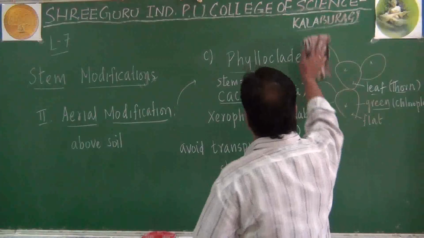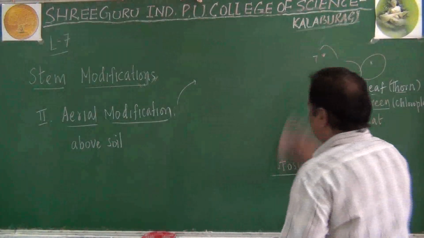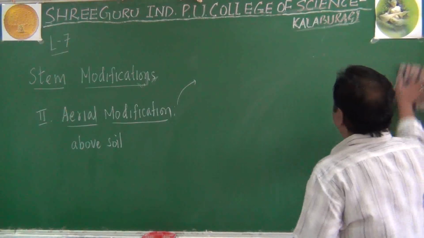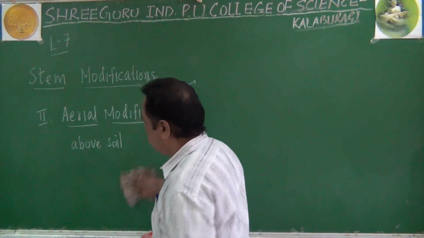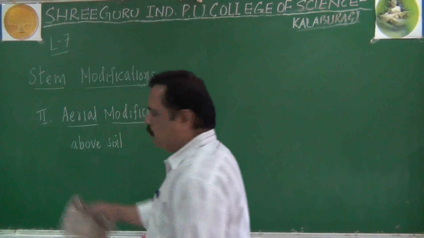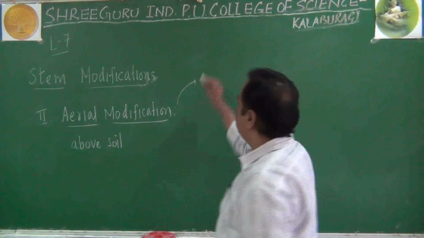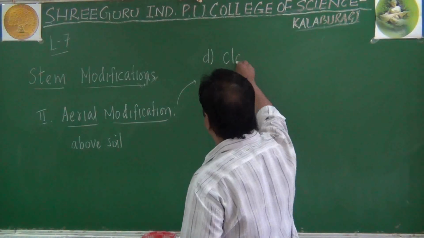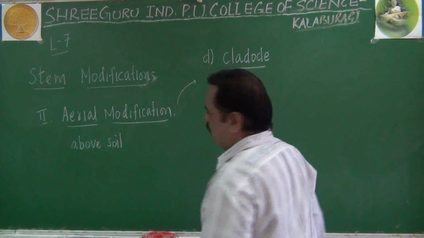Okay, students, let us go for the 4th type of aerial modification. 3 types I told you so far. Let us go for the 4th type. Aerial modification happens above the soil, you may recall. Now let me tell you about the fourth type. The fourth type of modification is called cladode, we can say. Cladode.